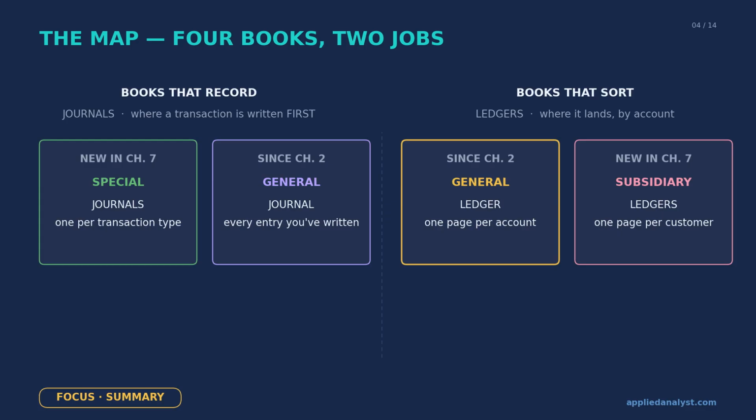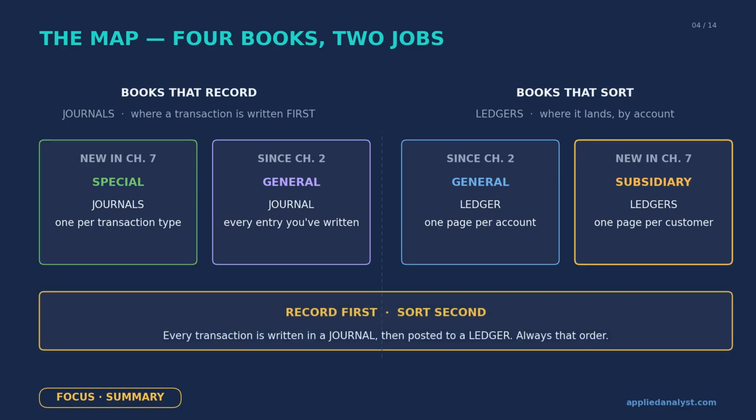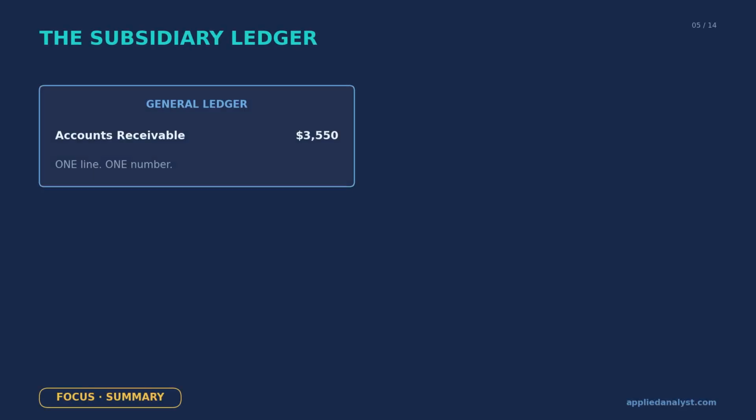What is new in Chapter 7 is the other 2. The special journals sit beside the general journal, one for each high-volume transaction type. And the subsidiary ledgers sit behind the general ledger, holding the customer-by-customer detail. Record first, sort second. Start with the subsidiary ledger.